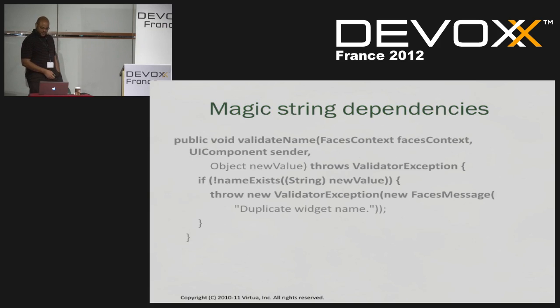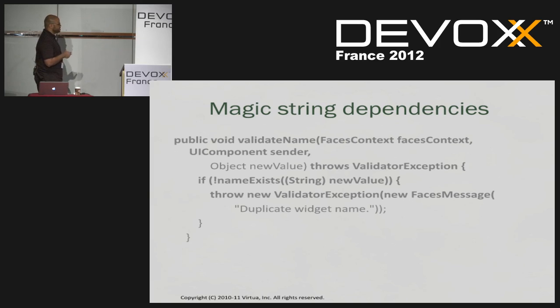So the proper way to do it would be something more like this, okay? As he mentioned, the sender, the component, is passed in. There's no reason to look it up or to hard code the ID. We have a reference to the component that's being validated, the one that has the issue, right? So because of that, we don't even have to use the ID specifically.